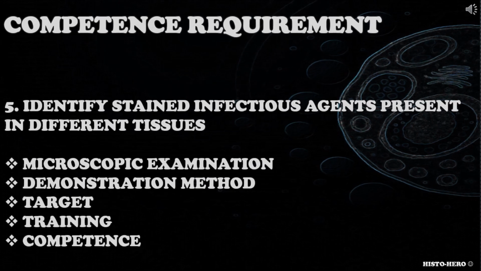The fifth competence requirement is identify stained infective agents present in different tissues. Candidate should be able to identify infective agents on a stained slide. Can the candidate identify infective agents on a stained slide correctly? Do they use correct microscopic technique to identify them? Can they identify the demonstration method used to identify carbohydrates?